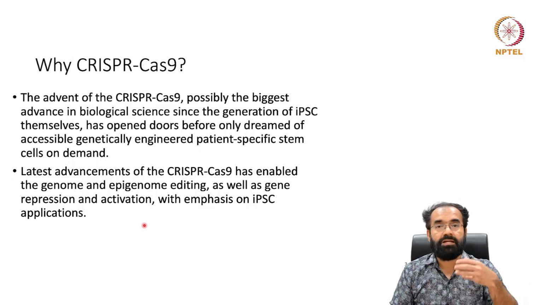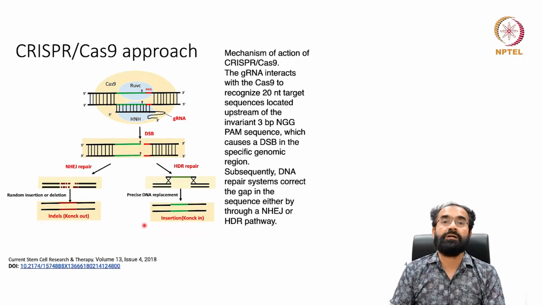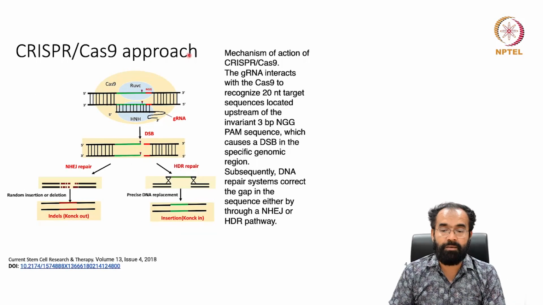So that is one of the other lines of growth that has happened in the CRISPR-Cas9 approach. The function is very simple. The mechanism of action of CRISPR-Cas9: the gRNA, guide RNA, interacts with the Cas9 to recognize a 20 nucleotide target sequence located upstream of the invariant 3 base pair region known as NGG, where N stands for any nucleotide, followed by GG. That is the sequence that will be recognized by the Cas9, and that's known as the PAM sequence.